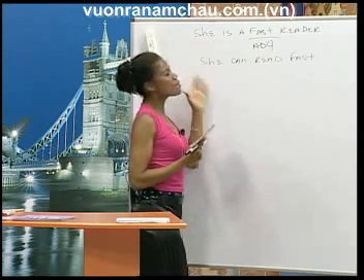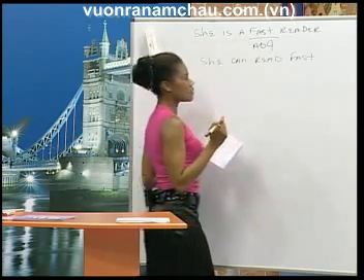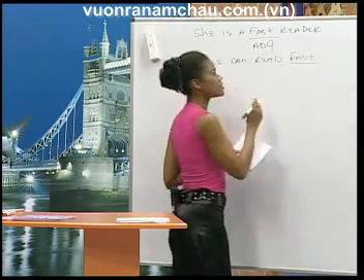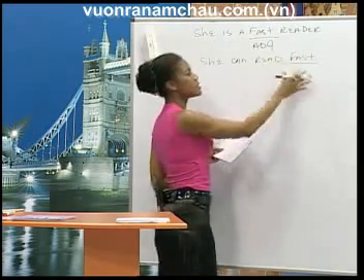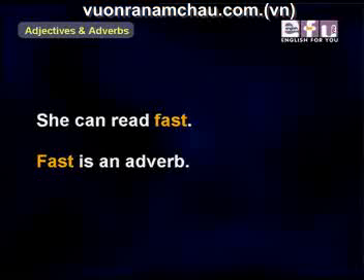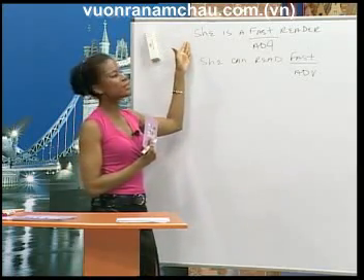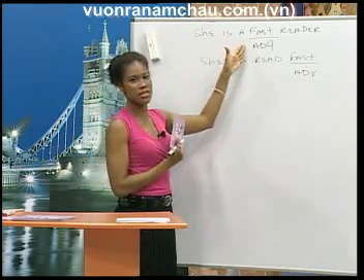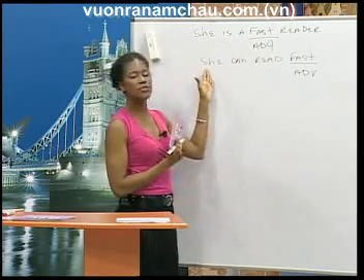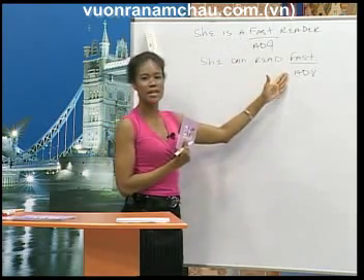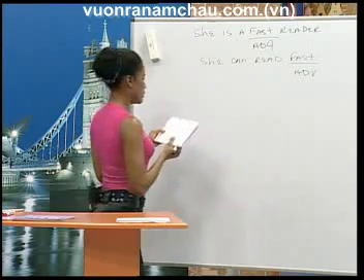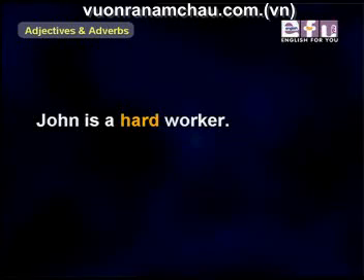This is saying the same thing, but this time, fast is telling us how she reads. So it's telling us about the verb. So fast is an adverb. So let's review. She is a fast reader, fast as an adjective, but she can read fast, fast as an adverb. Next example. John is a hard worker.